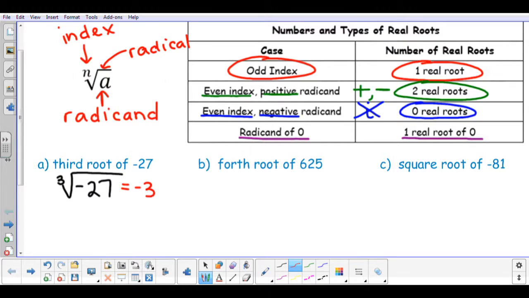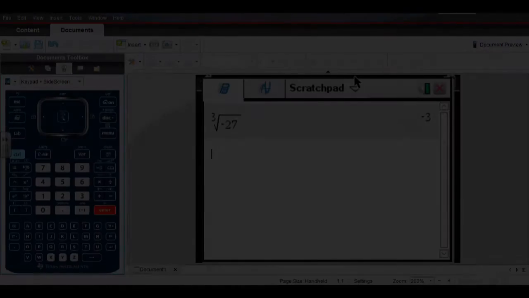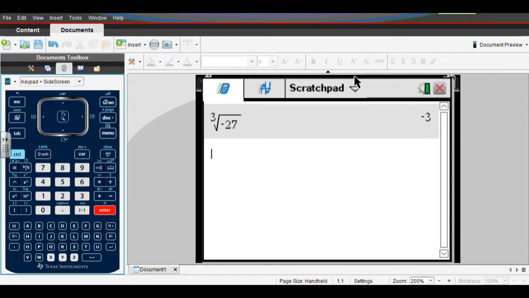In letter B, I have the fourth root of 625. So my index here would be 4. Underneath of my radical, I'm going to put in 625. Now I can put this into the calculator and see what value I get. Like our third root, to bring up a fourth root, I would have to hit control and my exponent key. I'm going to put a 4 in for the index and a 625 underneath of the radical. And I get a value of 5.